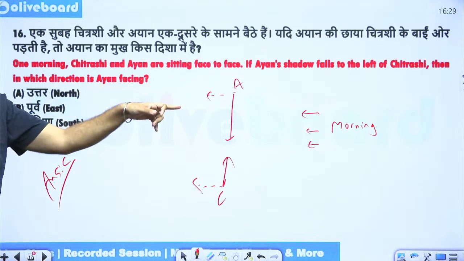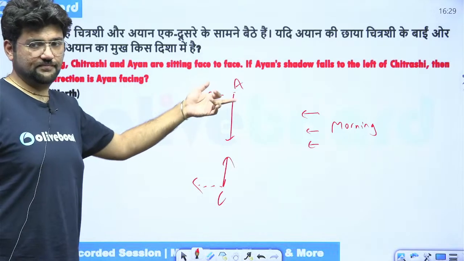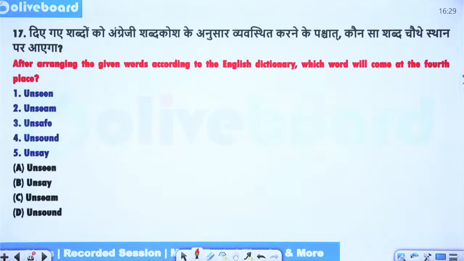Ayan is facing the south. But where is Ayan sitting? Ayan is sitting in the north. Okay. So be careful of what the question asks you.